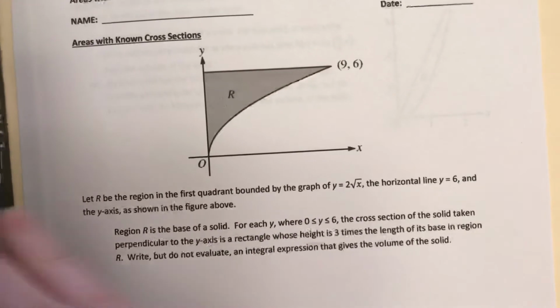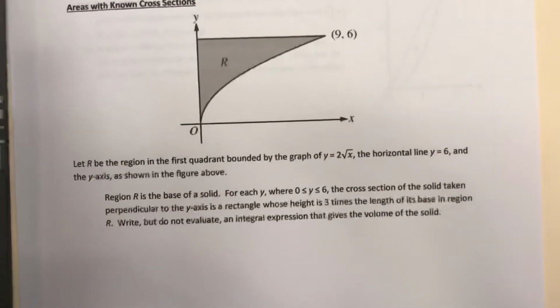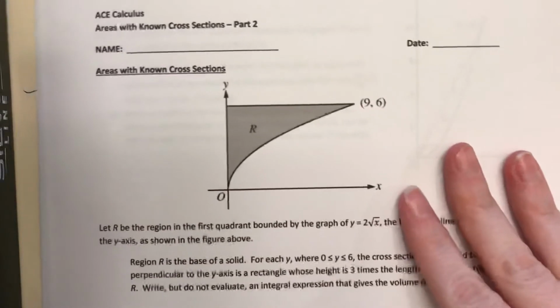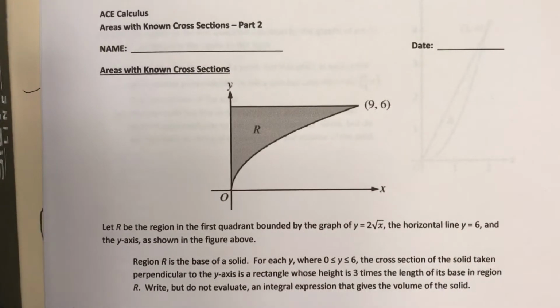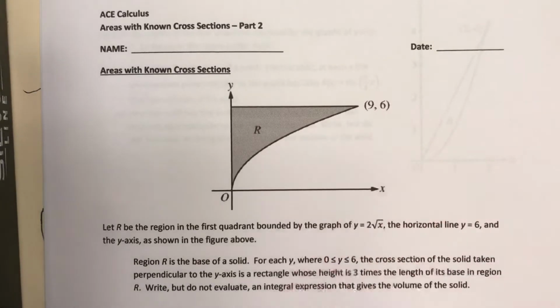Okay, so we are going to be doing part 2 of our cross-section of volume lesson. So we have a shaded region right here, and it's labeled R, and they give us the point (9, 6). And I'm going to read the directions here.